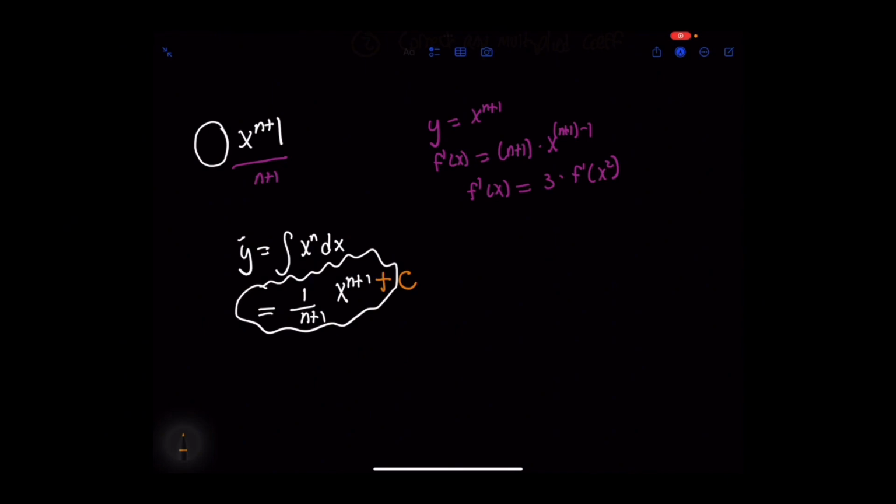Go ahead and give it a try. Your homework is to take this final answer, 1 over n plus 1, x to the n plus 1, and then plus c at the end of it. And when you take its derivative, you should find that you are going to come up with an answer that is simply x to the n dx.